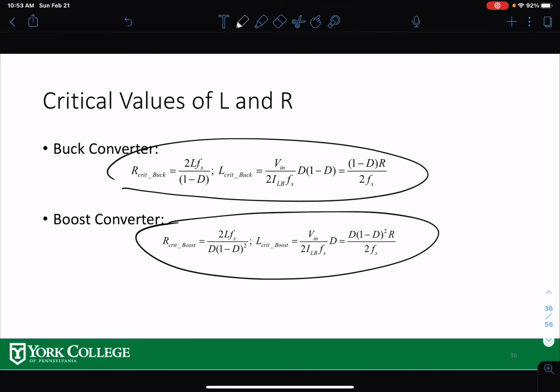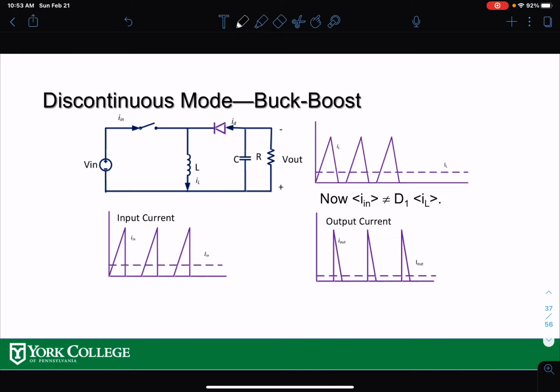We're going to get to that in the next lecture. Now, why is it important? You now know how to design your L critical and R critical values for the buck boost and buck converters. We're going to stop here. The next one we're going to go into discontinuous conduction mode.